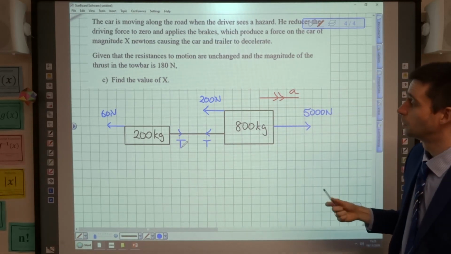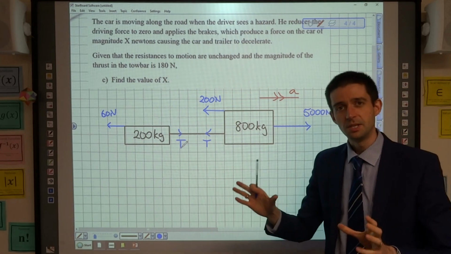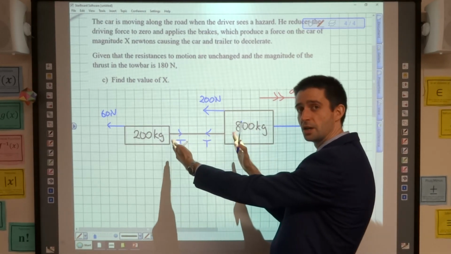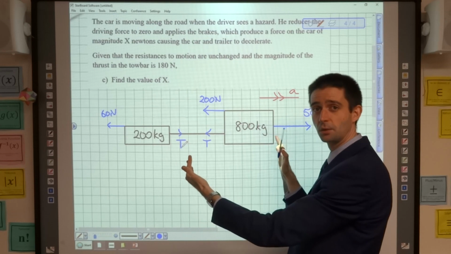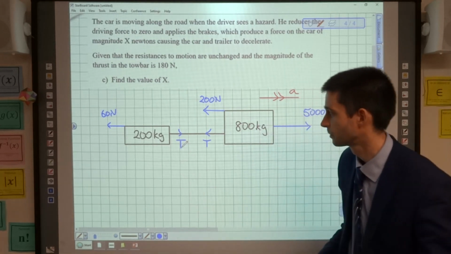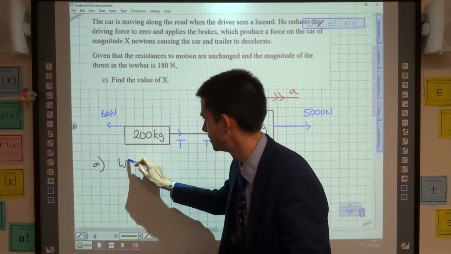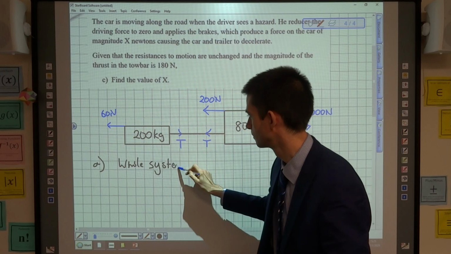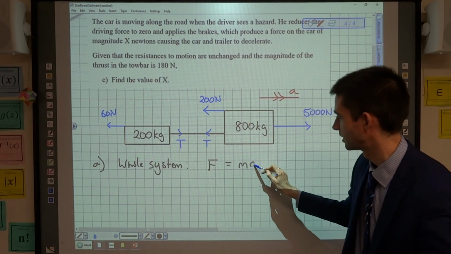But to start off with, we're looking for the acceleration of the car and the trailer. Now that is going to be the same for both particles because they're connected by a light inextensible tow bar. One of the modelling assumptions is that that system accelerates at a single rate. So what I can do for part A is resolve for the whole system, using resultant force equals mass times acceleration.